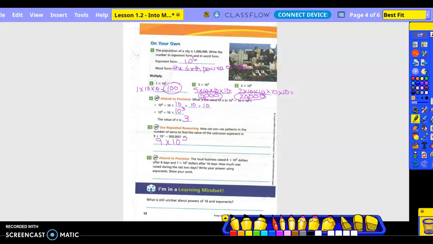Number 11, attention to precision. The local business raised 8 times 10 to the second dollars after 8 days and 1 times 10 to the third dollars after 10 days. How much was raised during the last 2 days? Write your answer using exponents. Use your work. So basically, what would we put? 2 times 10 to the what power? Second power, right? Gives us what? 200, right?